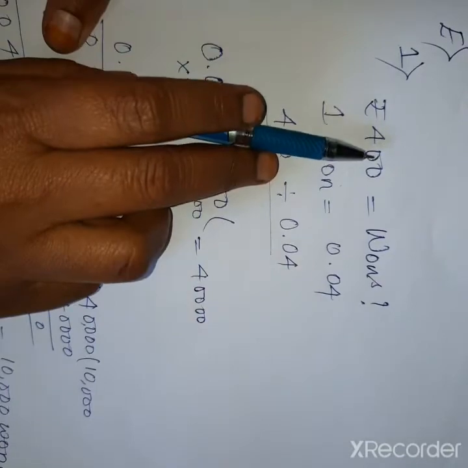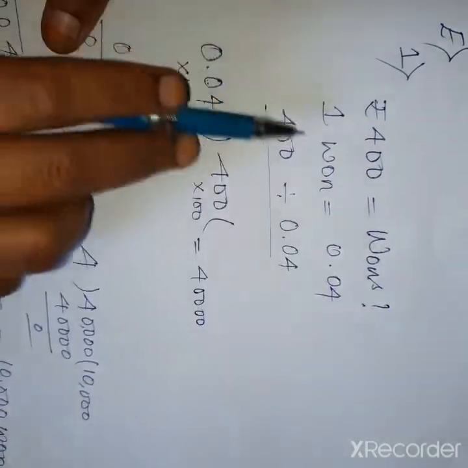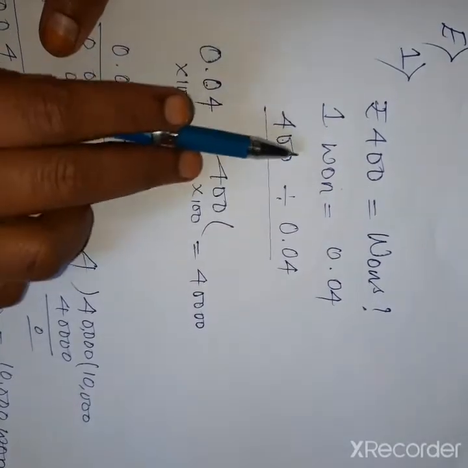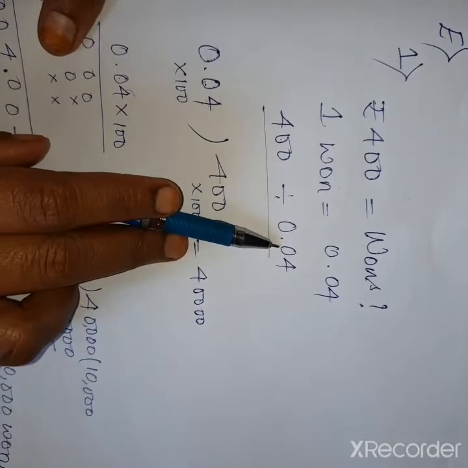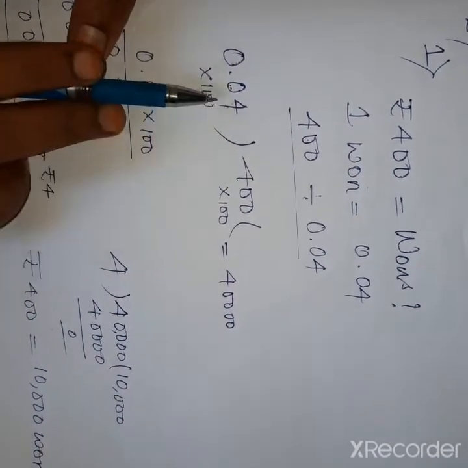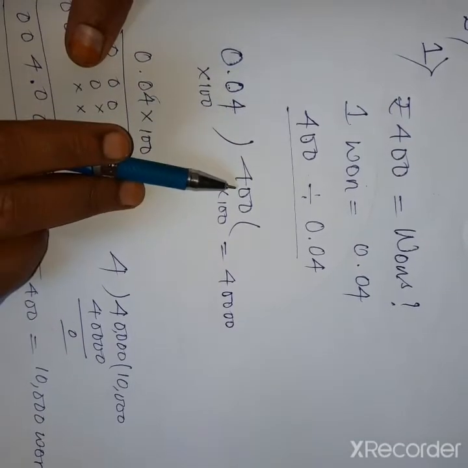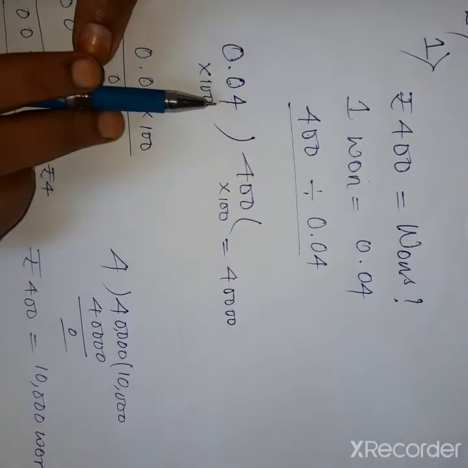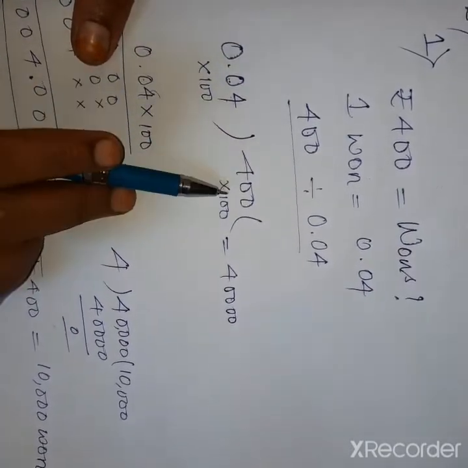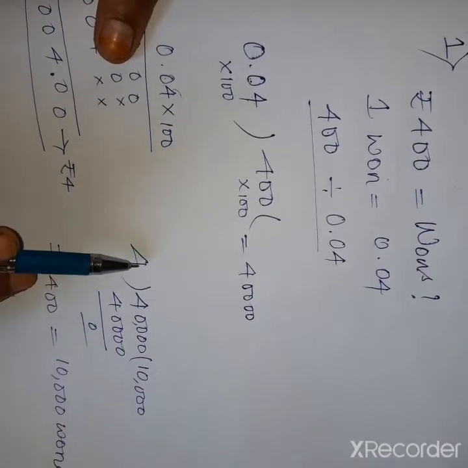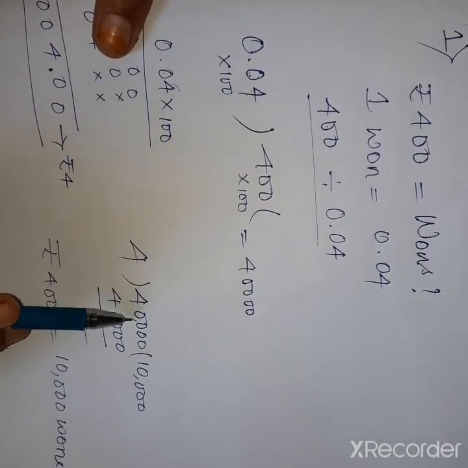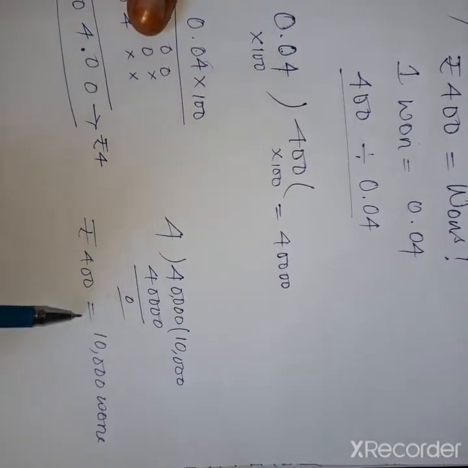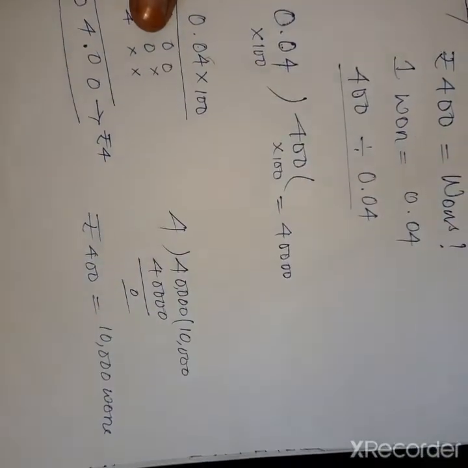Here they are asking for 400 rupees, how many wons you can get. From the table we know that 1 won is equal to 0.04. So for 400 we have to divide. As we know this is a decimal number, we can't do the division directly. We have to convert it into a whole number by multiplying by 100. When you multiply 100 to both sides, you will get 4 in the divisor's place and 40,000 in the dividend place. And when you do the division, you will get 10,000 in the quotient's place. So the answer is 10,000 wons.